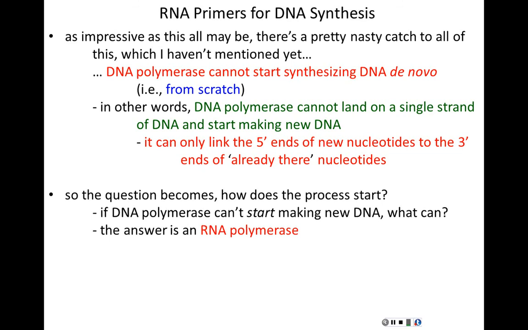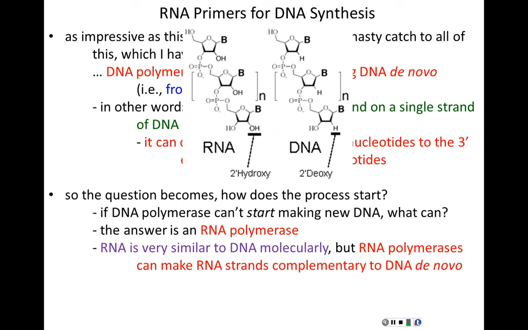The answer is, an RNA polymerase starts this process. An RNA polymerase can make chains of nucleotides from scratch. You might remember also from our first lecture, RNA is very similar to DNA, molecularly and chemically. In fact, the only real difference we need to worry about here between the two molecules is that RNA has not been deoxified, whereas DNA is missing a 2' hydroxyl group, RNA has one. Other than that one difference, and some others that we'll talk about later in the semester, there really is no distinct difference between DNA and RNA.